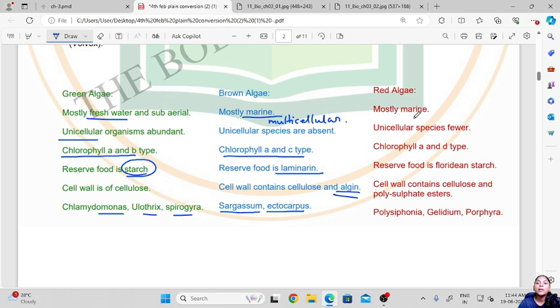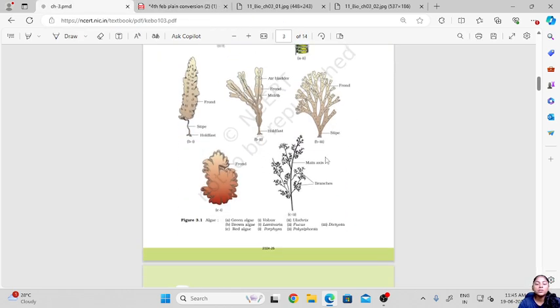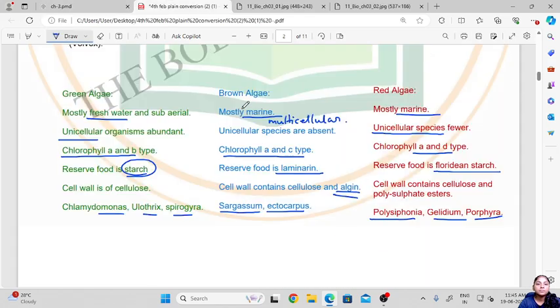Then coming to red algae, these are also mostly marine organisms. In this also unicellular species are very few and the chlorophyll types are A and D. And the reserve food in these is called Floridean starch. Then the cell wall contains cellulose and polysulfate esters. Examples of red algae are Polysiphonia, Gelidium and Porphyra, as we have seen over here. So these are all the examples.